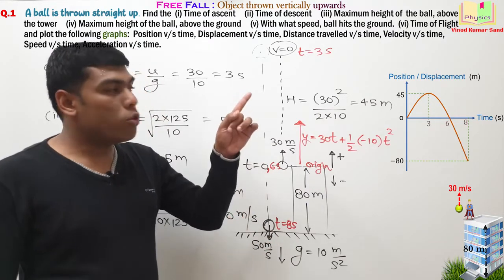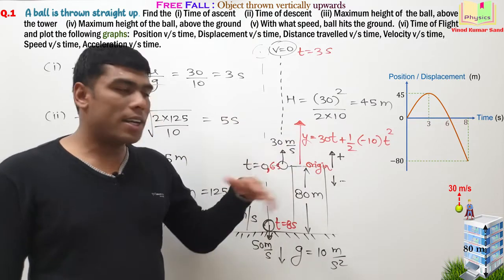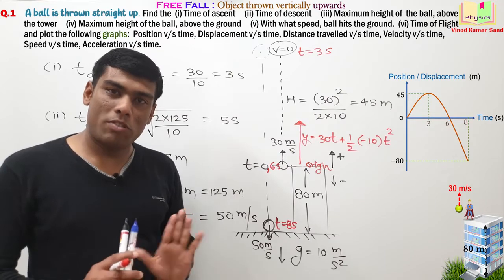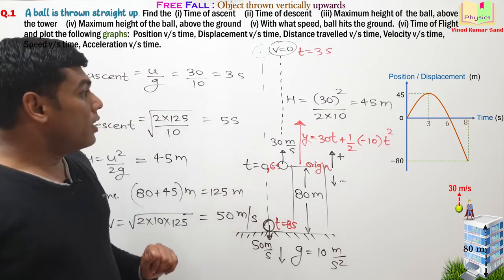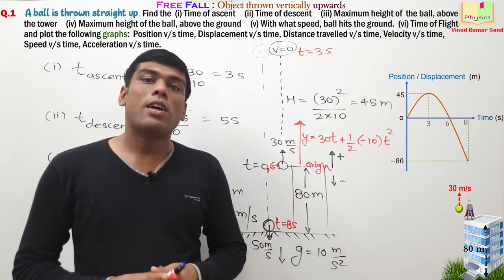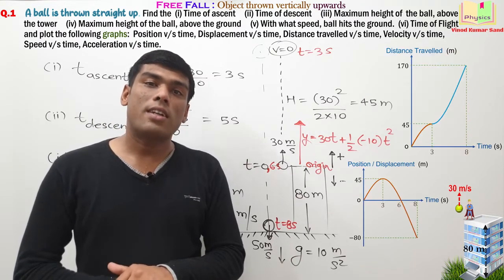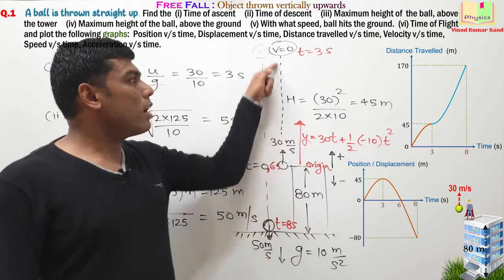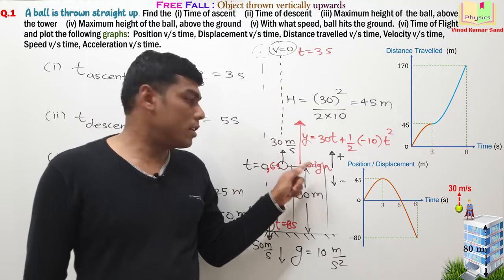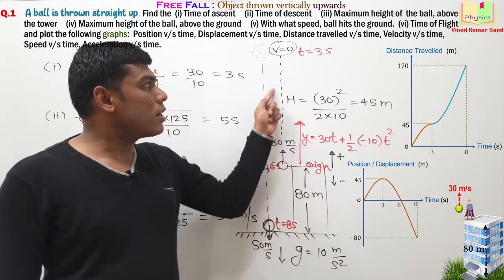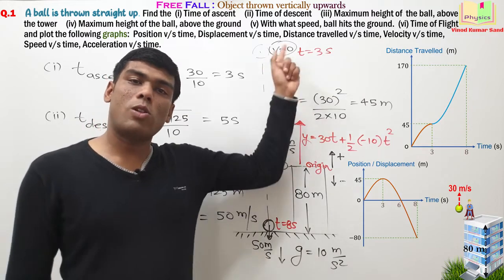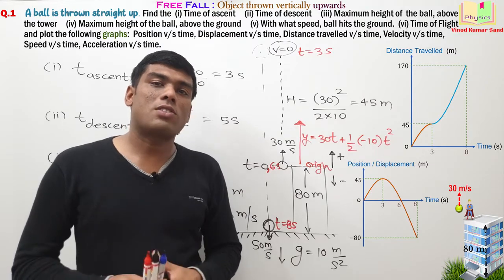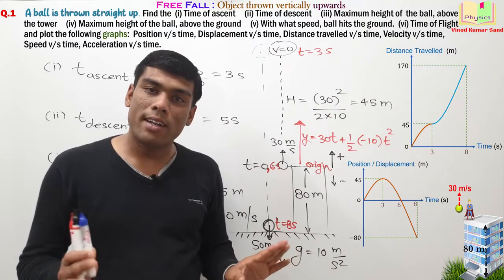So the first graph indicates the position of the particle at any moment of time as well as the displacement of the particle at any moment of time. Is it okay? Now, taking up the second graph, the distance traveled versus the time graph. 0 to 3 seconds, the particle is moving away from its starting point. So the position's value is continuously increasing and the distance traveled is also increasing. So 0 to 3 seconds, the position versus time graph and the distance traveled versus time graph will be identical.